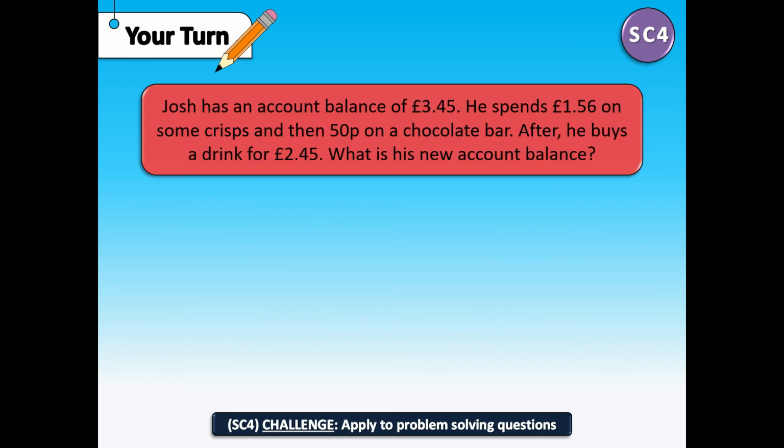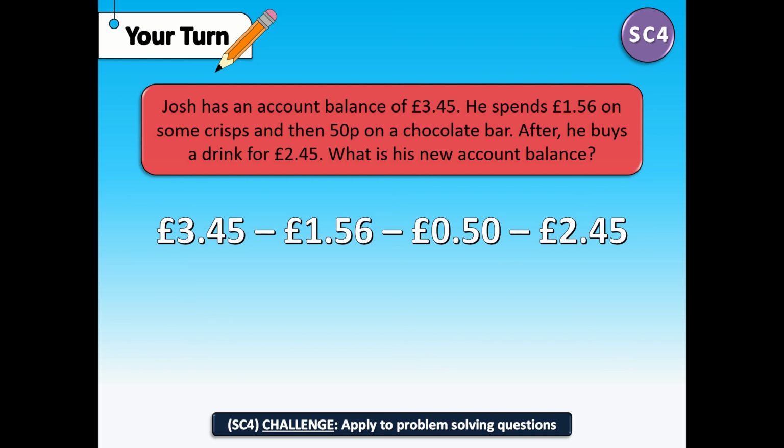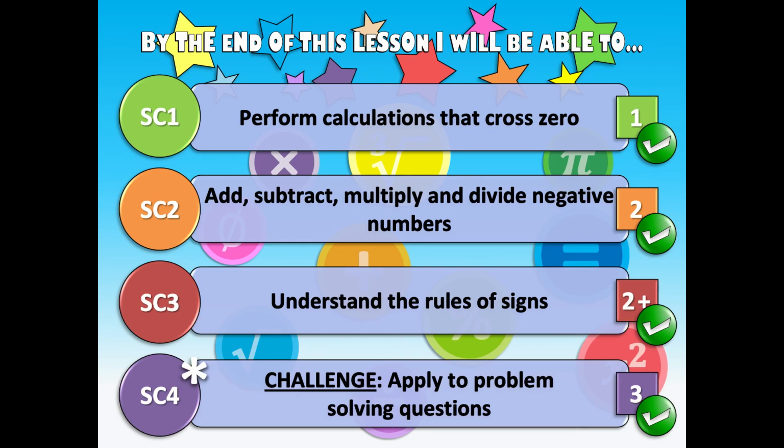For the red question, John has an account balance of £3.45. He spends £1.56 on some crisps and then 50p on a chocolate bar. After, he buys a drink for £2.45. So what is his new account balance? So we need to take away these amounts from £3.45, which gives us minus £1.06. And now we've completed success criteria 4.